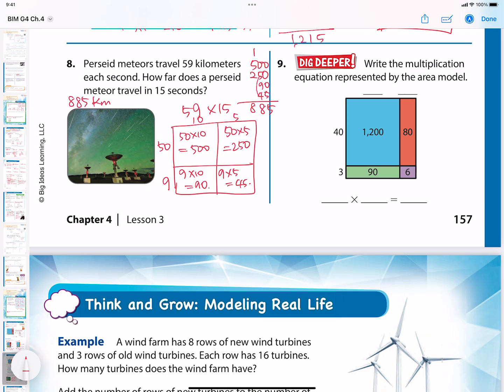All right, number 9. Write the multiplication equation represented by the area model. All right, so we don't know what this column is. How many columns are there, right? So they gave us a clue, which is what? 3 times one number makes 90. Or 40 times one number makes 1,200. And this red area is what? 40 times unknown number here, right? Makes 80.